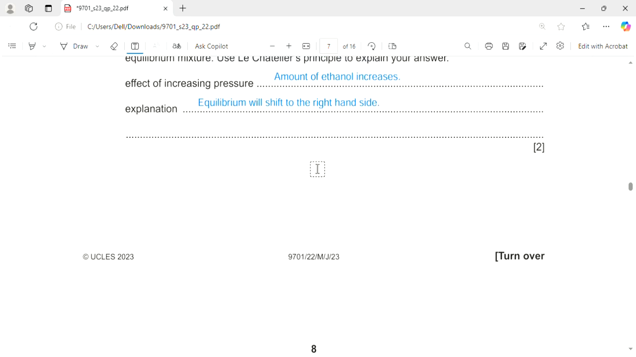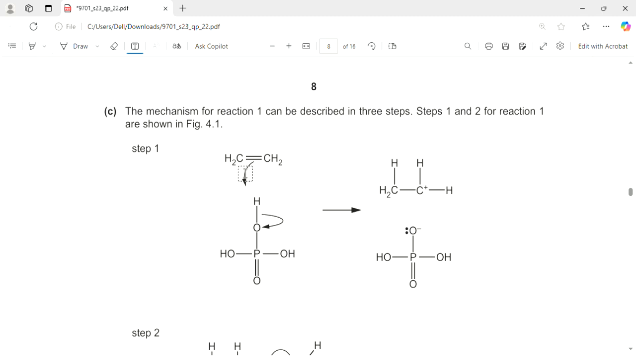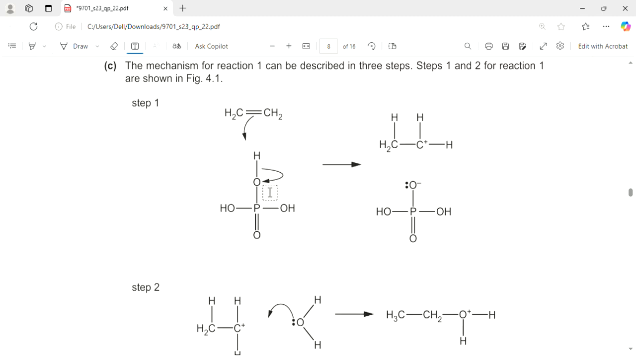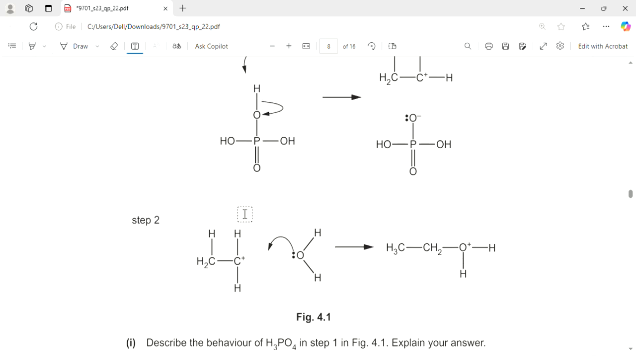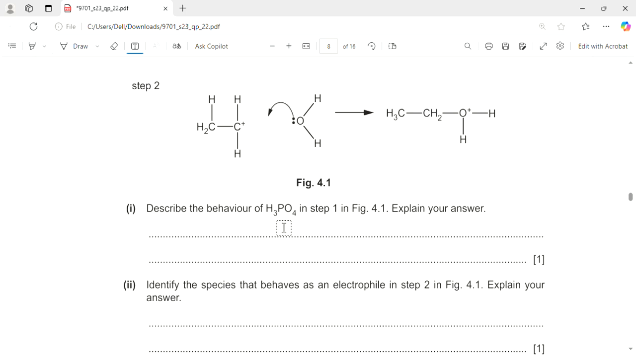So move to the next part of 4C. The mechanism for reaction 1 can be described in three steps: mechanism 1 and mechanism 2. We can see this is the ethene molecule, CH2. All right, we have seen the mechanism. Describe the behavior of the H3PO4 in step 1. Explain your answer.